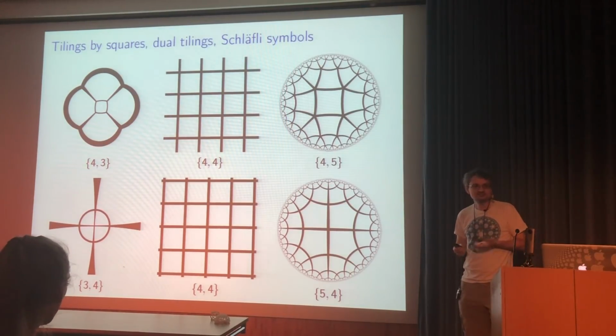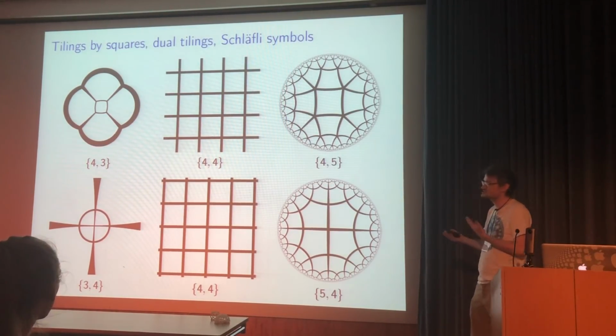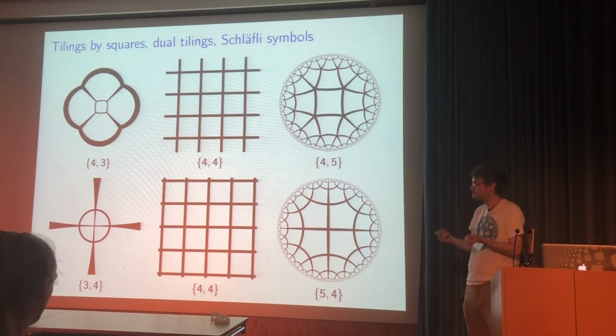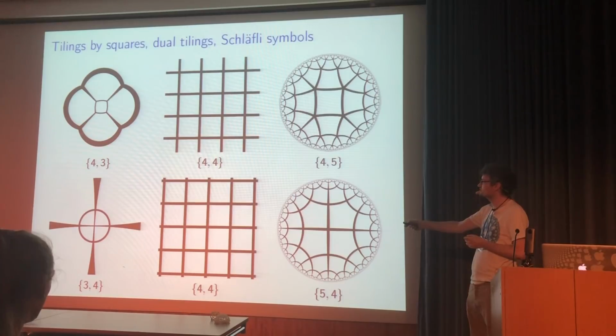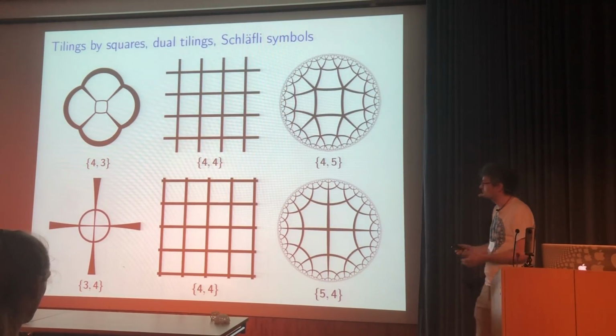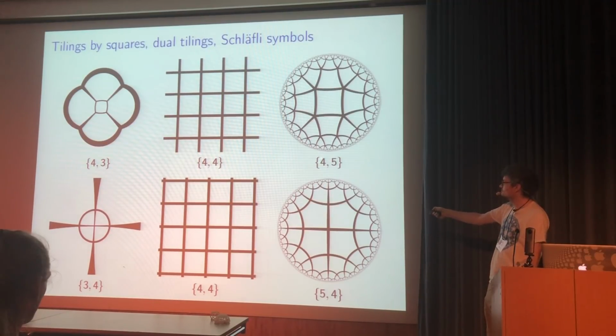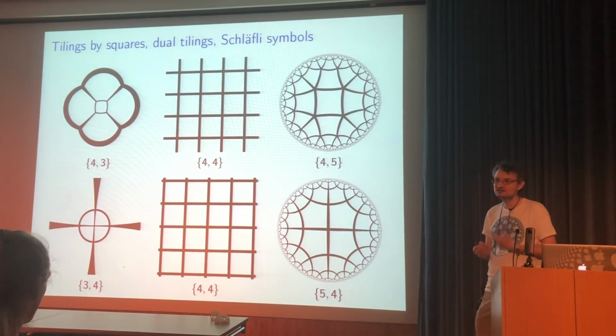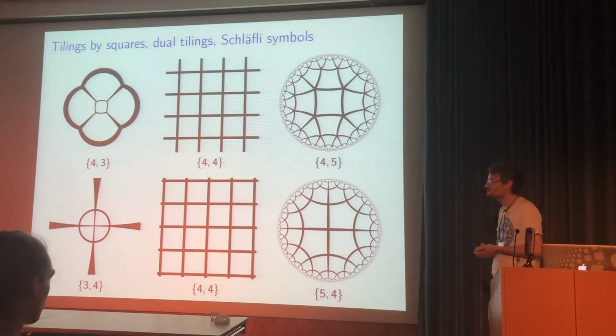The way that you read this, there are 2 numbers. The first number tells you how many sides the tiles that you're using have. So squares have 4 sides. And then the second number tells you how many of those meet at each vertex. So if you have squares and 4 meet at each vertex, you get this tiling. If instead you say, well, I still want to use squares, but I'm going to have 5 meeting at each vertex, then it's no longer a tiling of the Euclidean plane, it's a tiling of the hyperbolic plane.